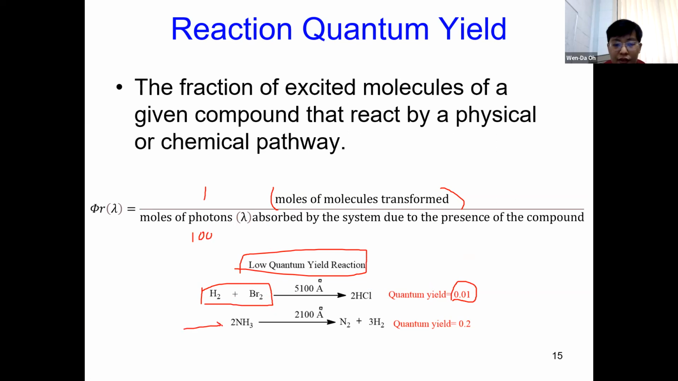Whereas for this one, this is about 20%, which means that, let's say this is 20, moles of this NH3 are transformed, you have to expose it to 100 of these photons, right?